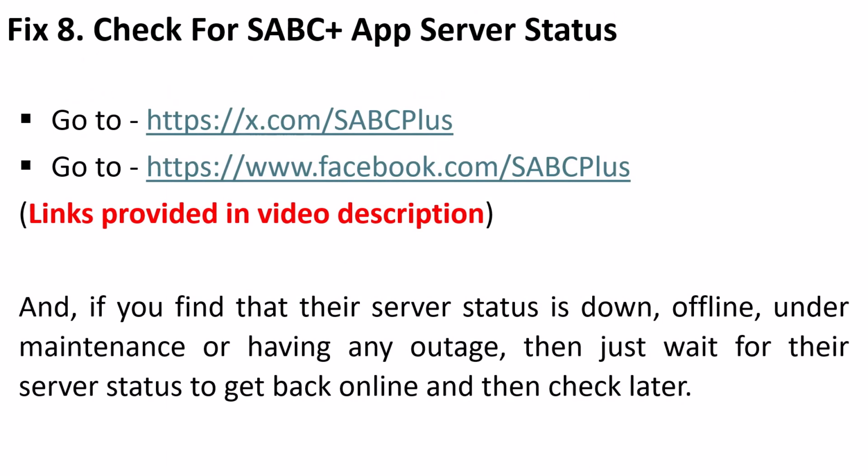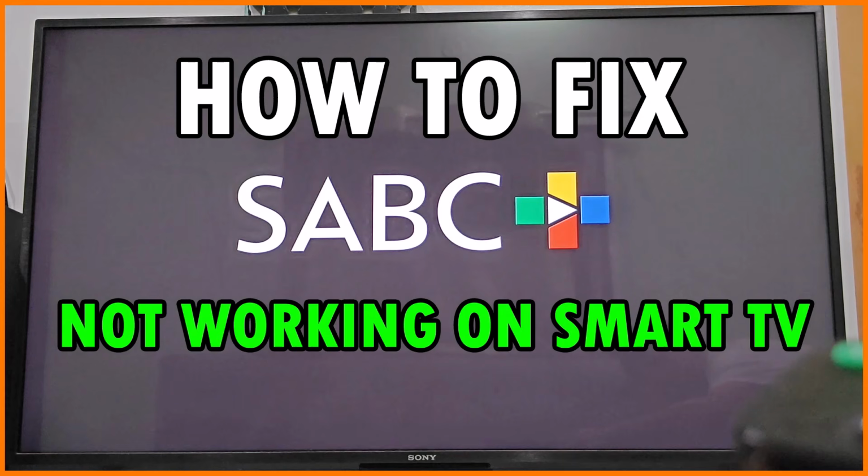Now if still your problem is not solved, then the last thing you must do is to check for the SABC Plus app server status. You can go to this X web page or you can also go to the Facebook page of SABC Plus. Links are provided in my video description. And if you find that the server status is down, offline, under maintenance or having any outage, then just wait for the server status to get back online and then check later. So by following these steps, I hope you can easily fix SABC Plus app not working on Smart TV.